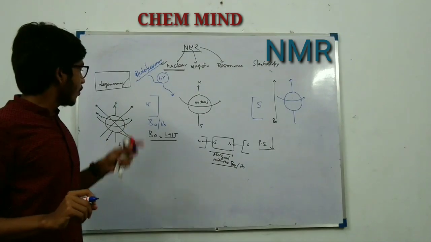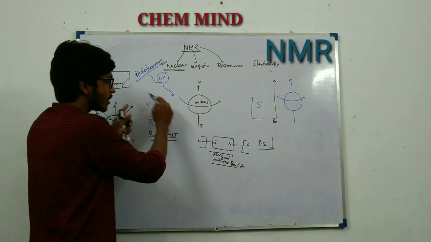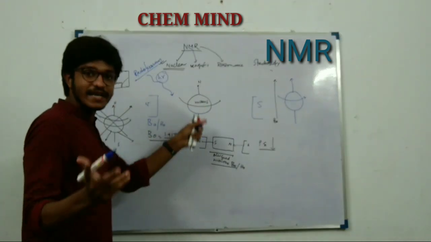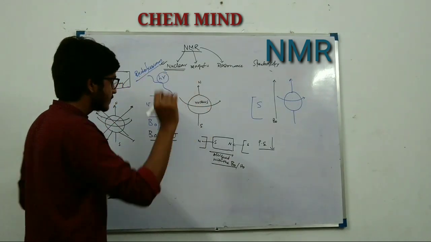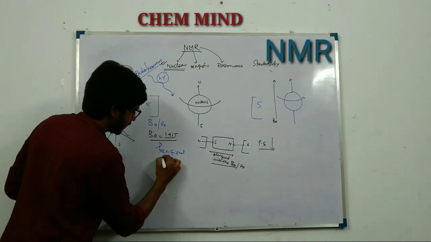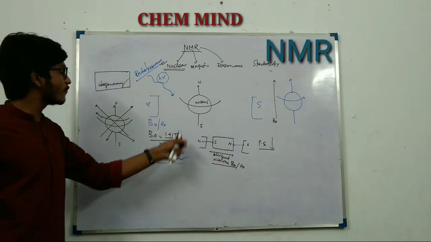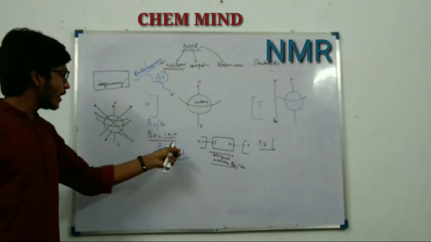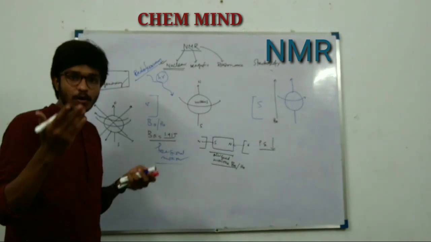Now when an external magnetic field is applied to that particular nucleus, what is actually happening? There is the formation of one very important thing, that is the precessional motion. Precessional motion of what? Precessional motion of that particular nucleus.